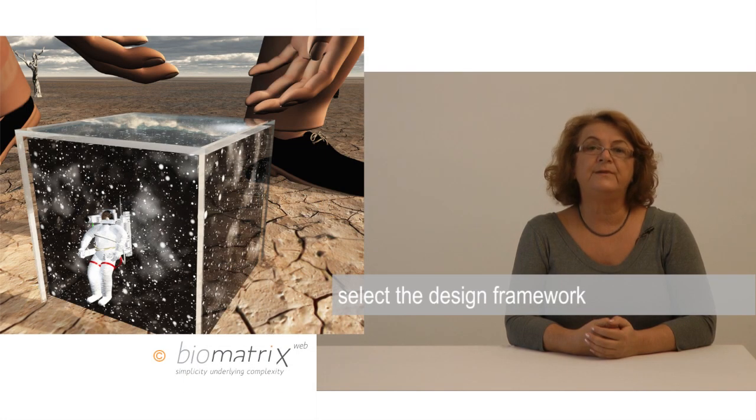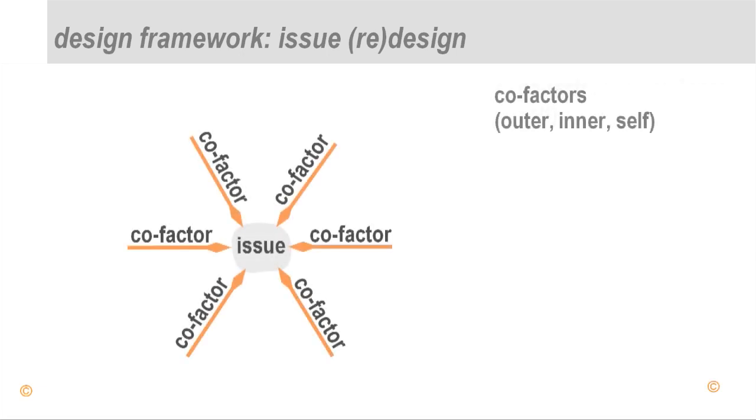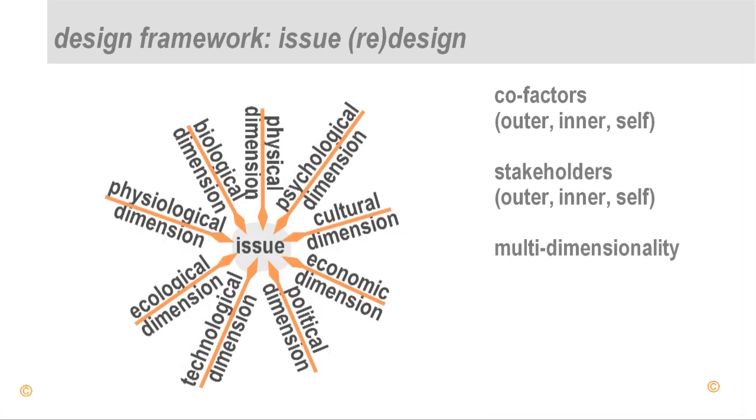In Module 2, we discuss various frameworks that we are using in biomatrix system theory. The first is the issue redesign framework. The theoretical base for issue redesign is that every issue is co-produced by different cofactors arising from the outer and inner environment and the self, and that different stakeholders are associated with those issues, and the co-production of an issue or a system. We have also learned that systems and issues are multidimensional. They have an economic, political, cultural, technological, and so on dimension.